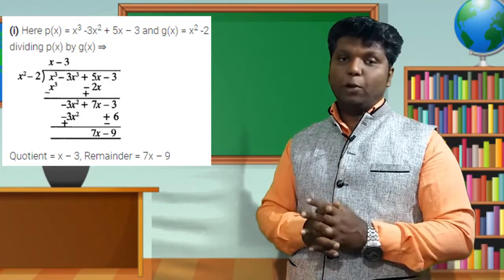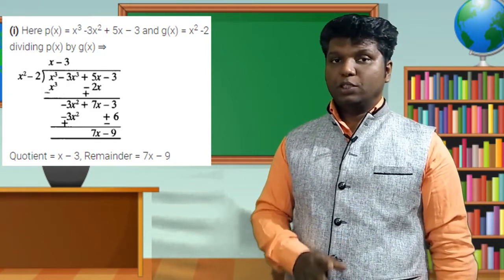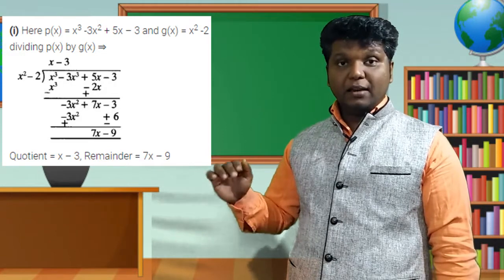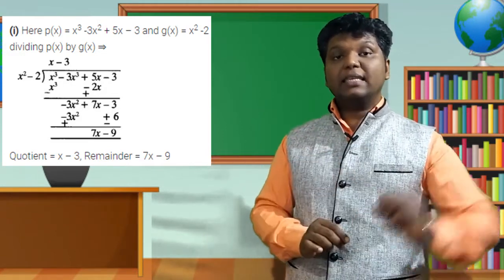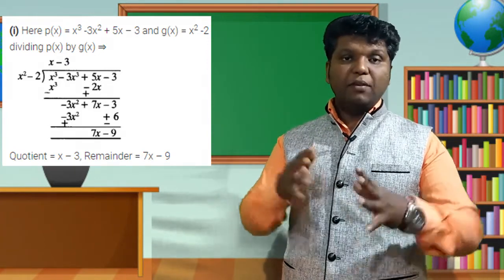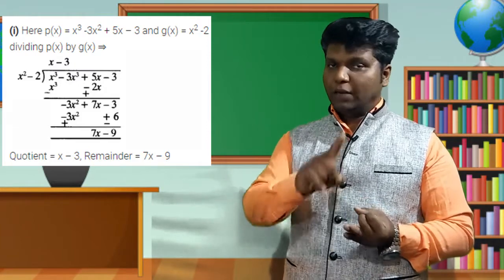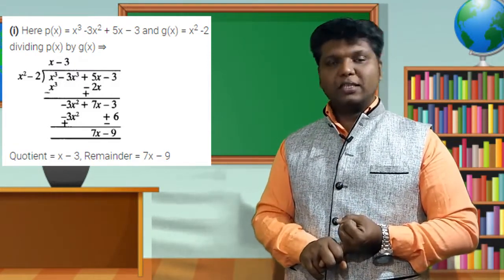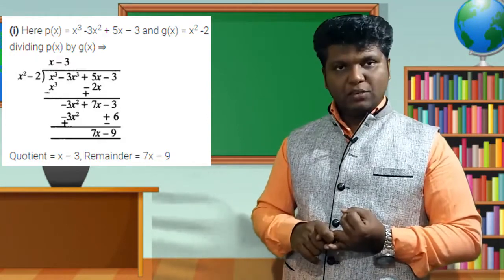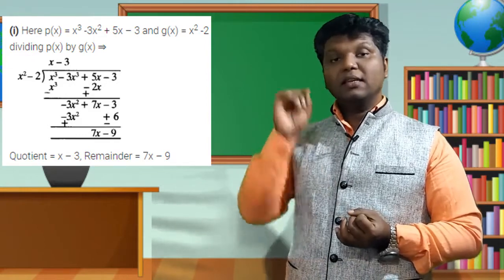This is a linear polynomial. It's of degree 1. So what was the degree of the divisor? It was 2. So whenever you get a remainder which has a degree lesser than the divisor, you have to stop there. That will be the final point. So here, you got the q of x and you got the r of x. That was our question, right? We want to find q of x and r of x. So we will write q of x is equal to x minus 3. R of x, the remainder, is equal to 7x minus 9.